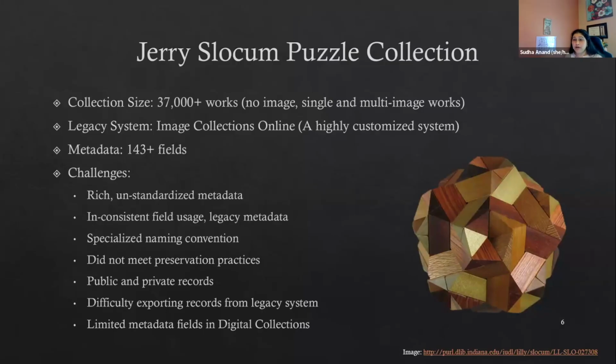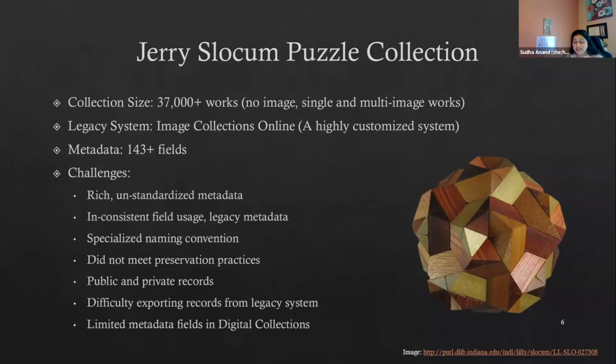This presentation is about migrating the Cherry Slocum Puzzle Collection, which is one of our 3 largest collections from our Image Collections Online legacy system, containing more than 37,000 works. The collection also had more than 140 descriptive and functional metadata fields, and several of the fields were not consistently used. The collection also followed an unusual naming convention and did not really have a clear way of grouping files belonging to each work record.